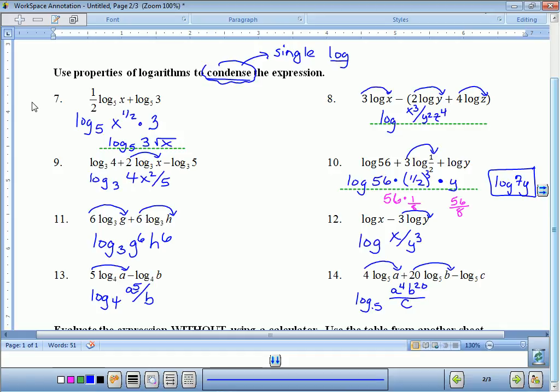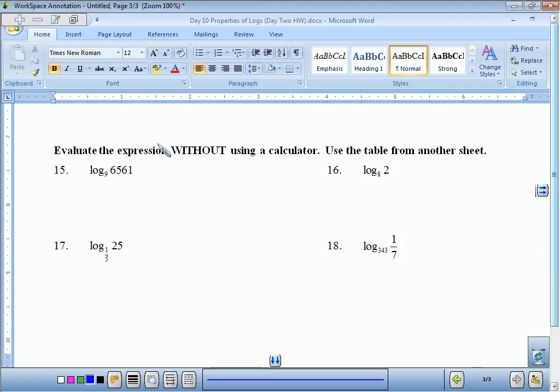Okay, the bottom section was review. The bottom section was just asking you to evaluate. This is a logarithm, a log equals an exponent, equals an exponent.